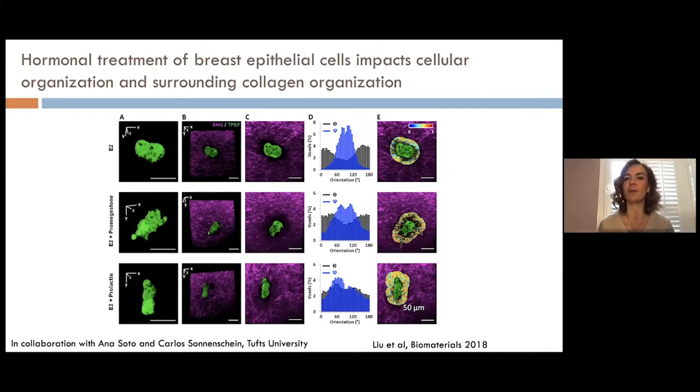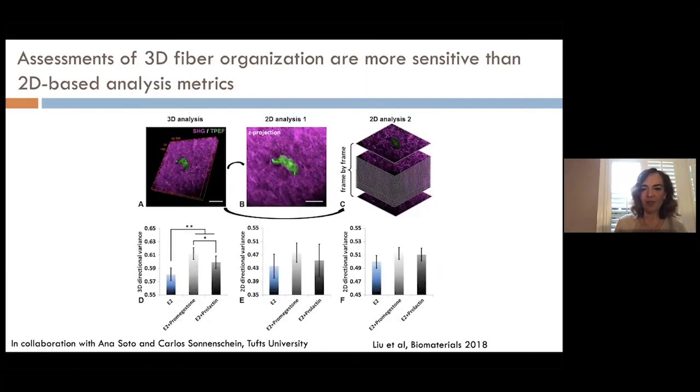So we've used this metric, for example, to characterize the organization of the collagen fibers that are surrounding these mammary epithelial structures that are embedded in a collagen gel and are treated with different hormones. And again, we characterize the organization of the collagen fibers within about 40 microns surrounding those epithelial organoids in response to the different treatments. And what we see is that actually the directional variance is different. So the alignment of the collagen fibers very much depends on the hormonal treatment.